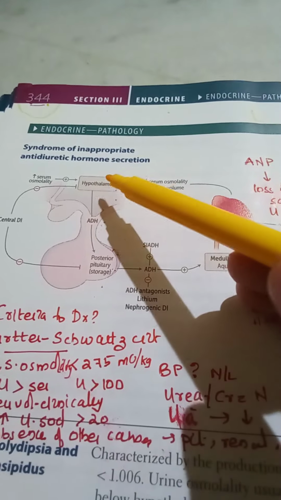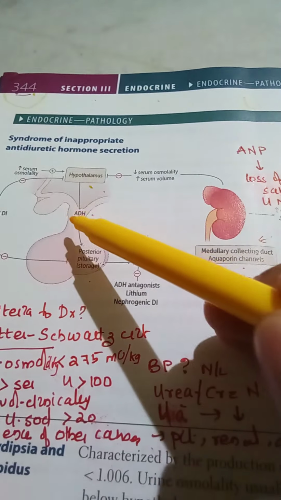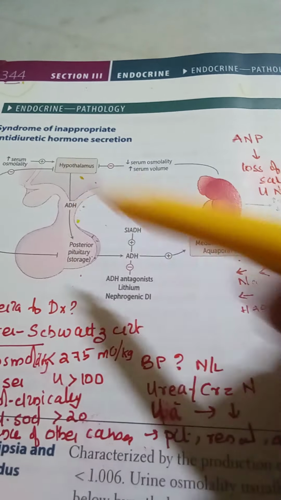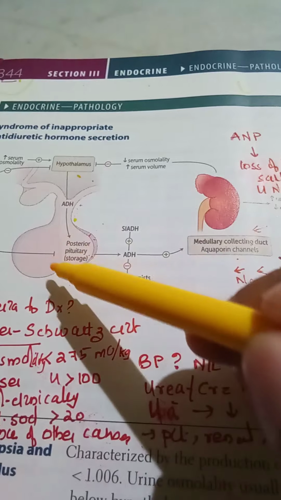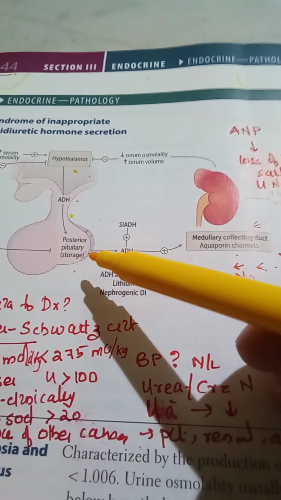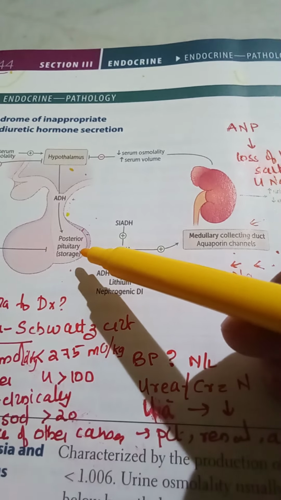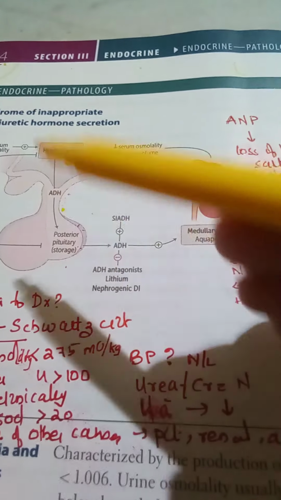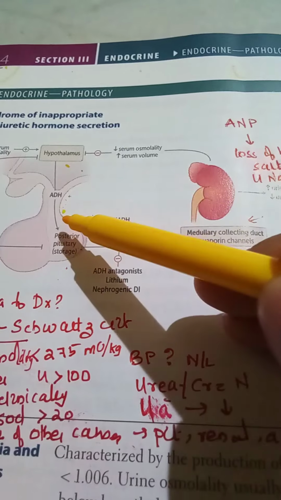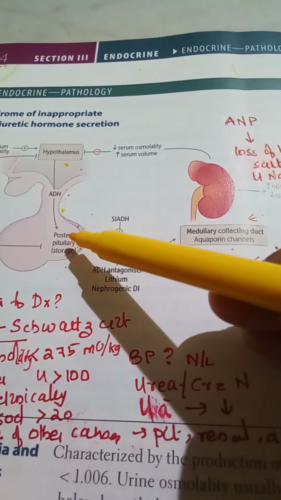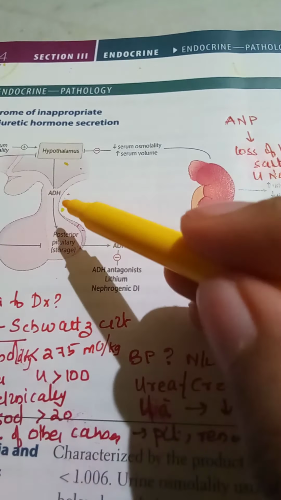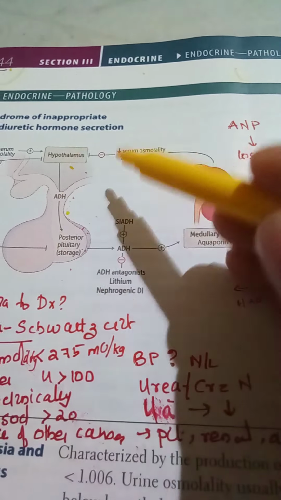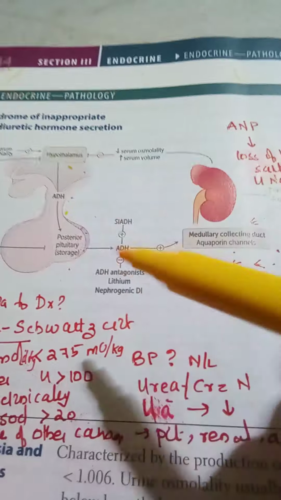First of all, the hypothalamus is going to secrete ADH. What is ADH? ADH is antidiuretic hormone, which is stored in the posterior pituitary. Another hormone is stored in the posterior pituitary in a similar manner, secreted from the hypothalamus along with ADH. That is oxytocin. ADH, also known as vasopressin, has a twin brother, oxytocin.